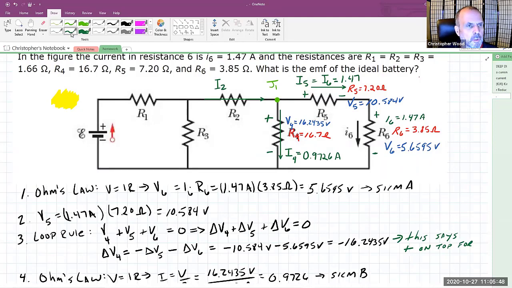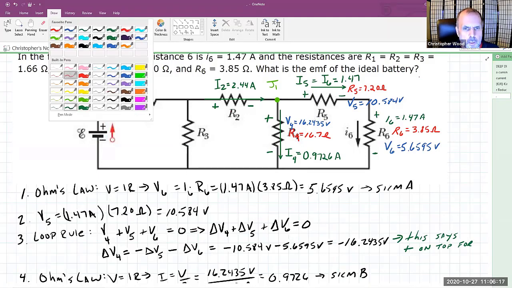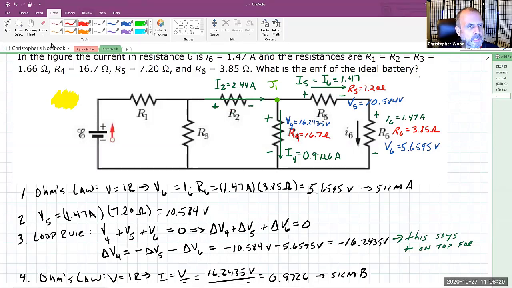So I'm going to do my terminals. This has to be a positive terminal. This has to be a negative terminal. I2 is equal to 2.44 and some change amperes, just running out of real estate. Let's talk about R2. R2 is 1.66 ohms. So I'll use red for that. R2 equals 1.66 ohms.